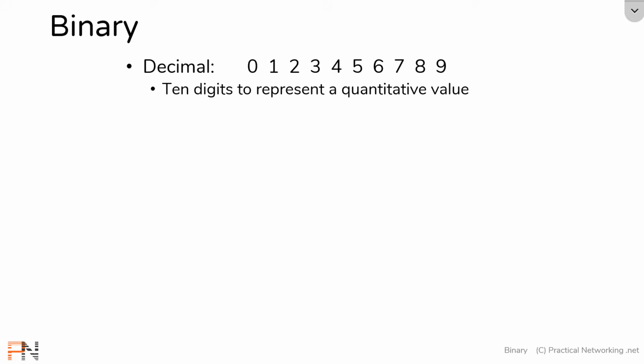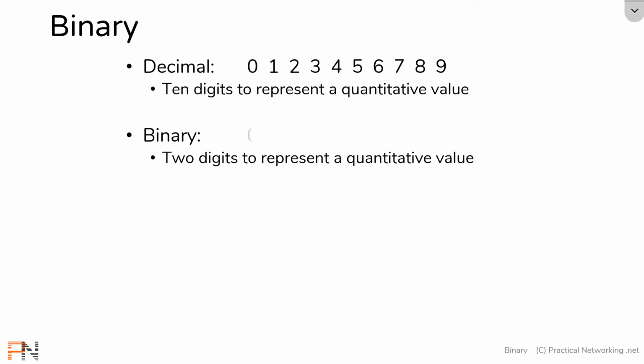Now, binary is simply another number system in which there are only 2 digits to represent a quantitative value, 0 and 1. But since these are both simply number systems, the rules that we are familiar with in decimal still apply to binary. The first thing I want to teach you is how to count in binary.